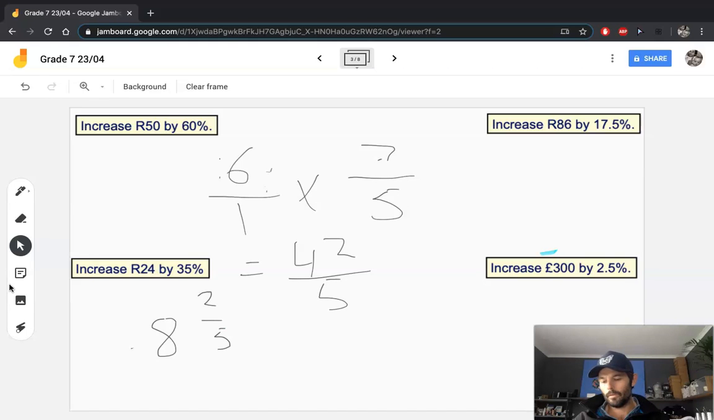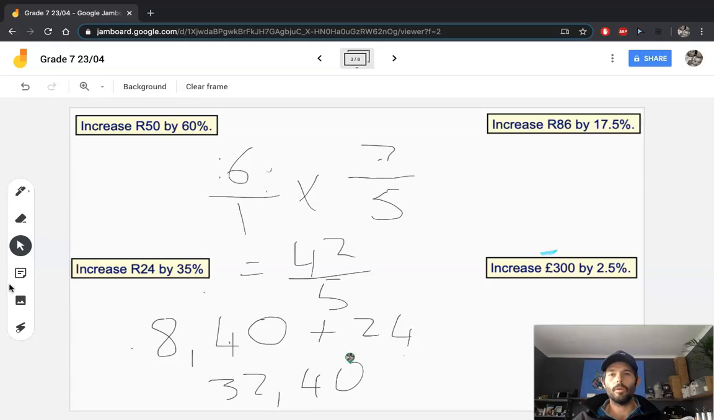So that's going to give me 8,4. And because it's money, we need 2 numbers after the decimal. And there is my 35% of 24. So it's the same. I just now need to add it to 24, and I get 32 Rand 40. So there's quite a lot more involved when you deal with the fractions. But again, the choice is entirely yours. Okay, go work out the last one.